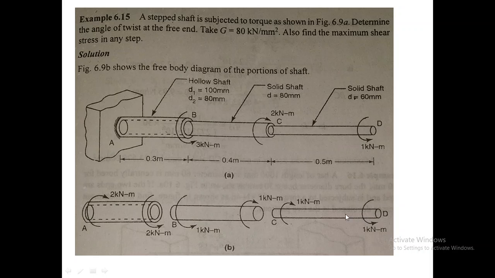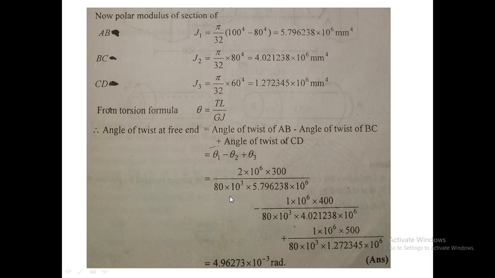So here you can see that we are taking anti-clockwise as positive. So angle of twist will be positive here, negative here, and positive here. So angle of twist will be positive for AB, for BC it will be negative, and for CD it will be positive. So angle of twist at AB minus angle of twist at BC plus angle of twist at CD.